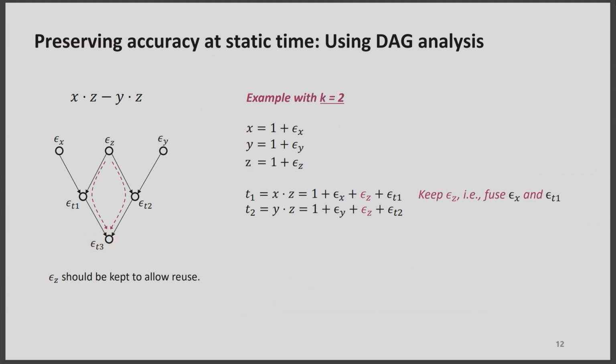Here's the example with k equal 2. So you are forced to merge some symbols in these intermediate computations because you have 3 symbols in each. And then you immediately see that you have to merge epsilon s with epsilon t1 because you really want to keep the one that is shared between the 2 variables, the one that is reused at the end.